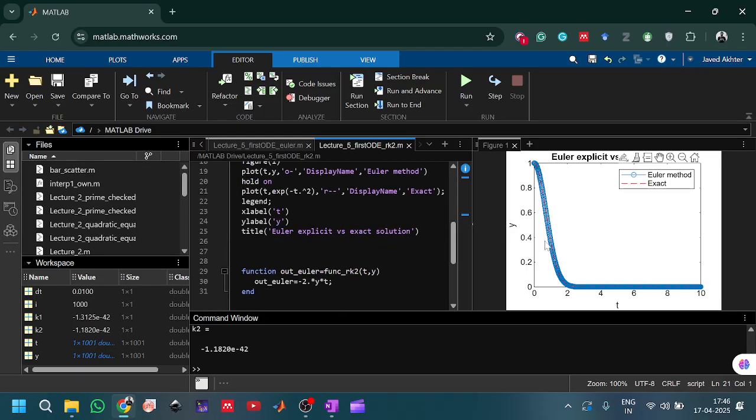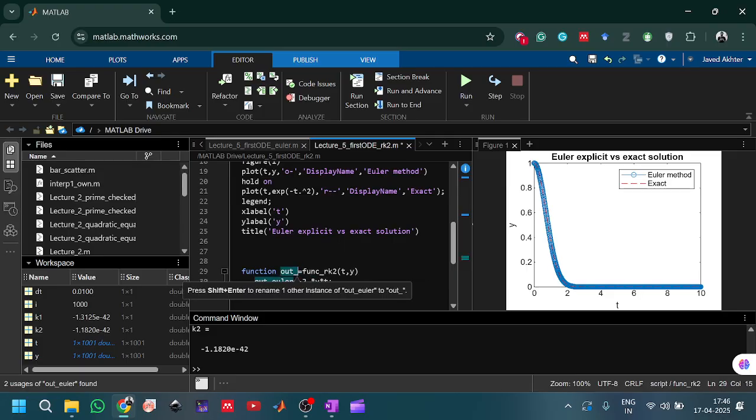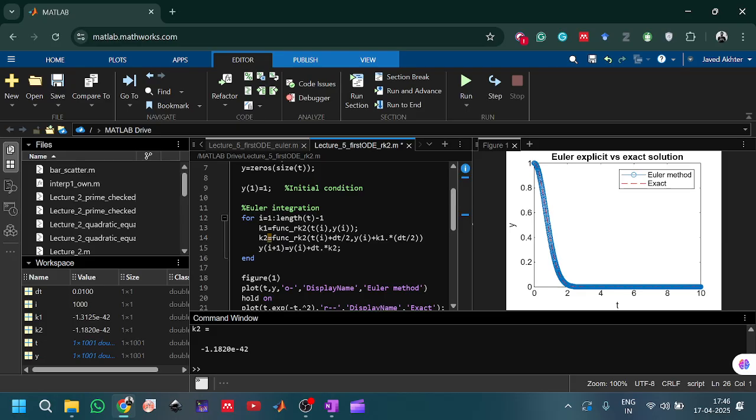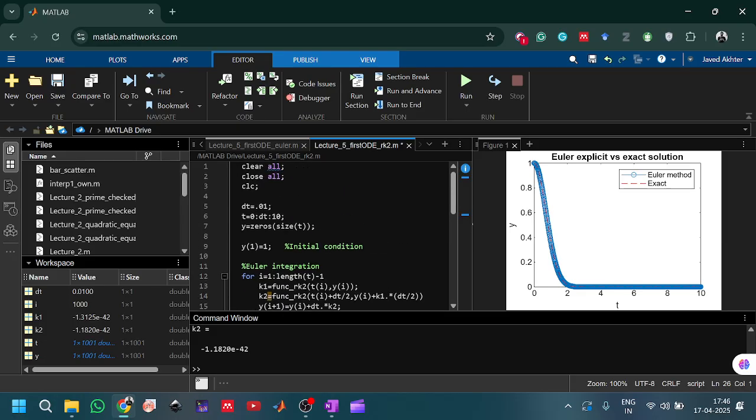Okay, so this is working. This is not Euler, so just change where it is written Euler. This is RK2, this is RK2. And here, is there any other instance where I should change? Yeah, RK2.